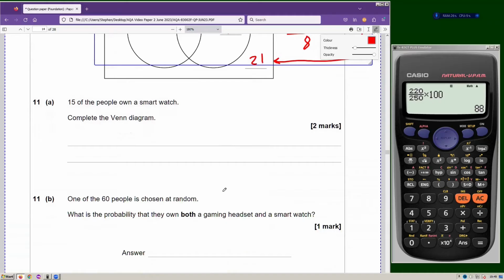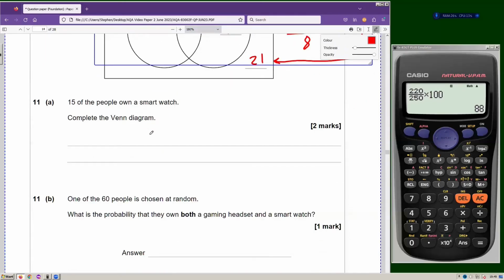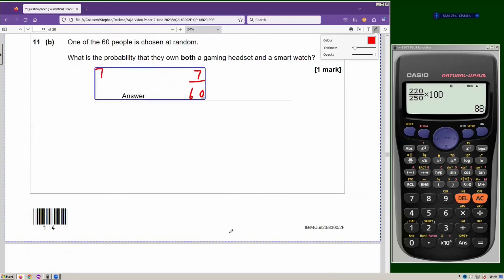One of the 60 people is chosen at random. What is the probability that they own both a gaming headset and a smartwatch? Well, that's this one here. So it's going to be 7, because that's your intersection, and it's going to be 7 out of 60. Now, I can leave it like that because 7 is a prime number. It's not going to cancel down at all. We could have done it as a decimal, but never mind.